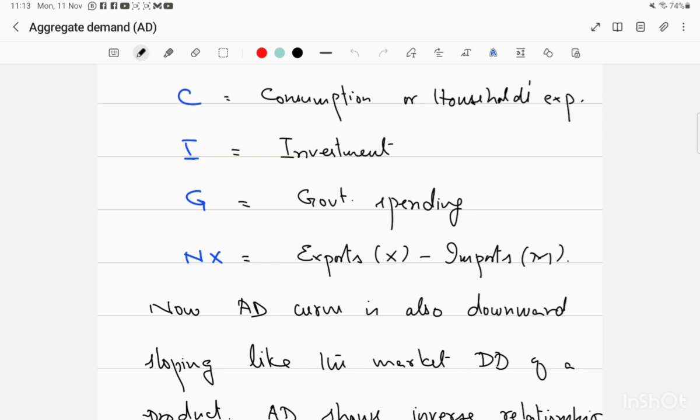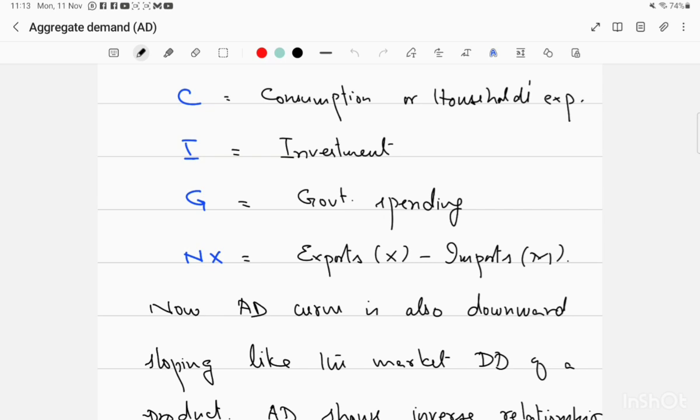Net exports, we all know, are exports minus imports. Exports are denoted by X, whereas imports are denoted by M. So net exports means exports minus imports. When our goods are more demanded by foreigners, our net exports will have a positive sign, and when our imports are more than exports, our net exports will have a negative sign.